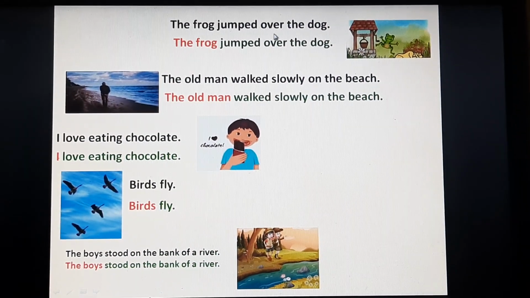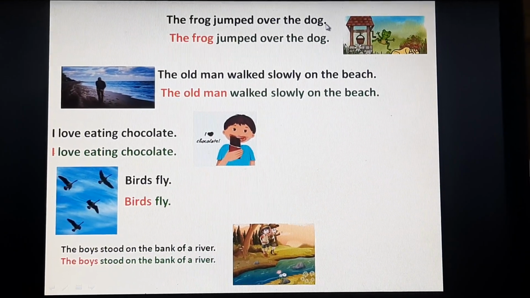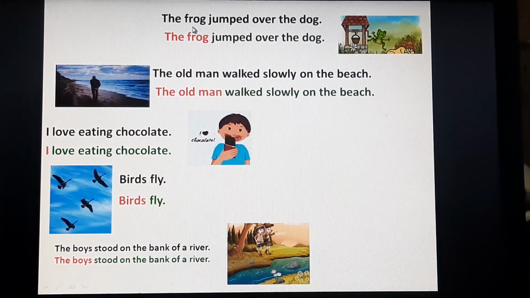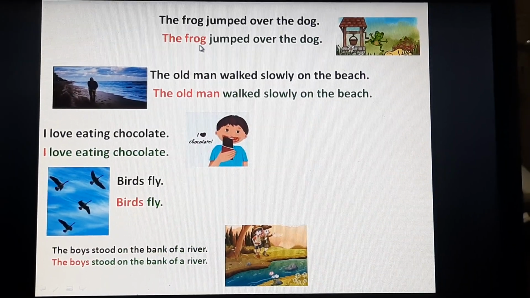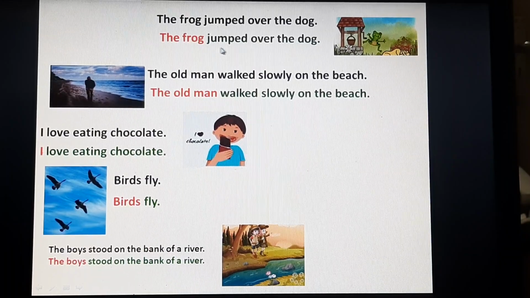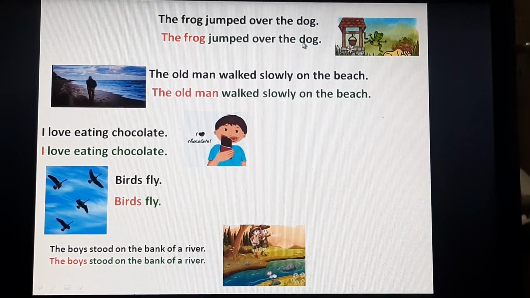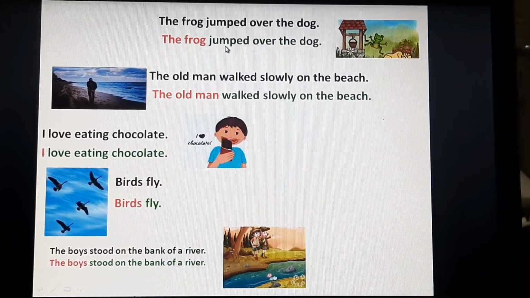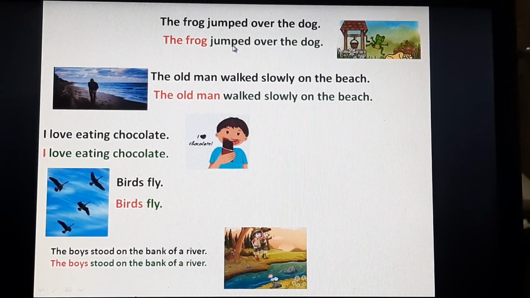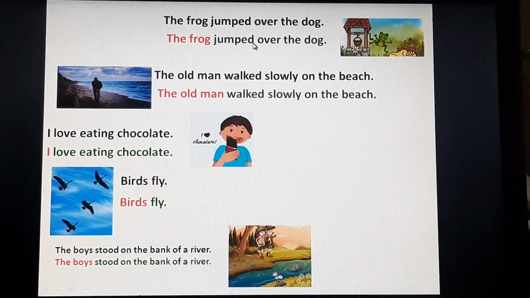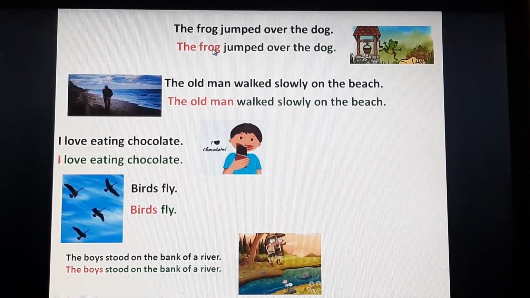The frog jumped over the dog. This sentence is talking about the frog. The frog is your subject. Jumped over the dog is telling us all about the subject. Therefore, jumped over the dog is called your predicate. It begins with your verb jumped. The frog is a noun.